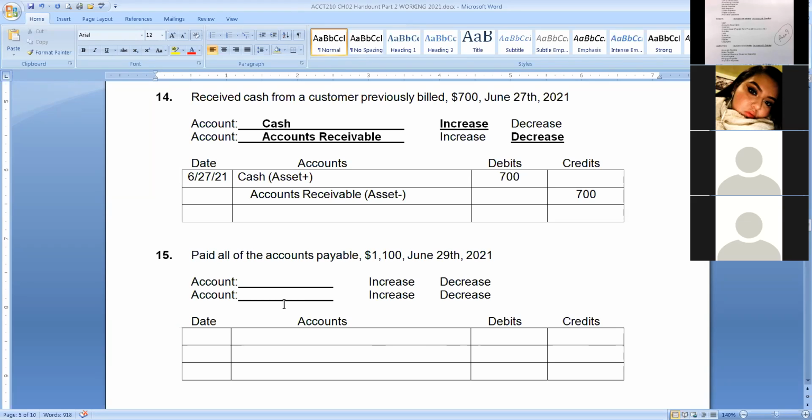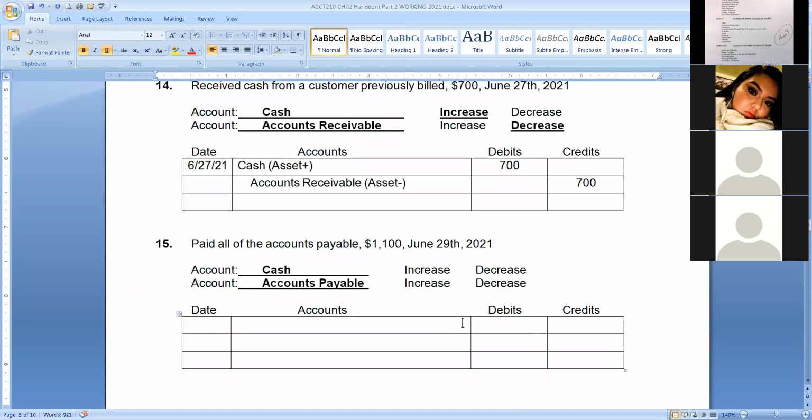Okay. Paid all of the accounts payable, $1,100. What accounts are we going to use for that one? Will that be cash and accounts payable? Yep. As we go through these, you'll get kind of used to which ones they are. So is cash going up or down? Going up. It's increase, and accounts payable decrease.